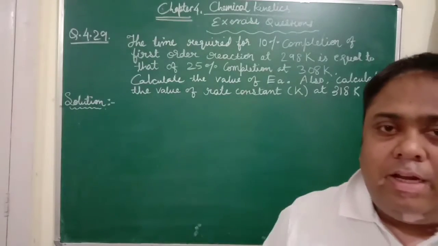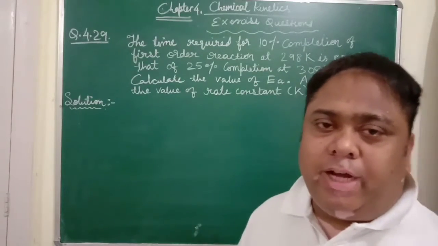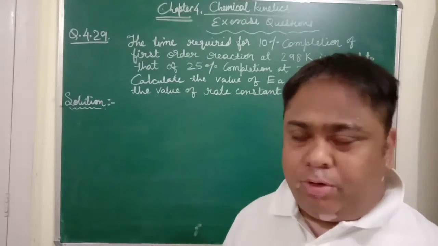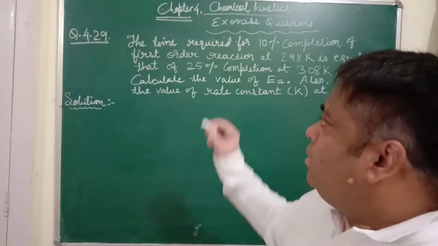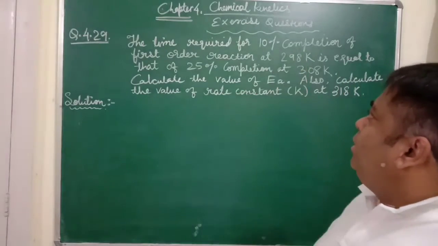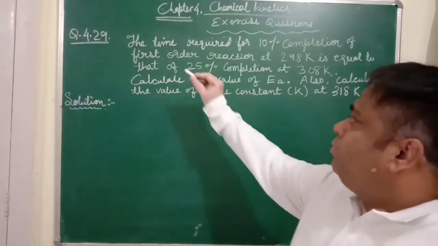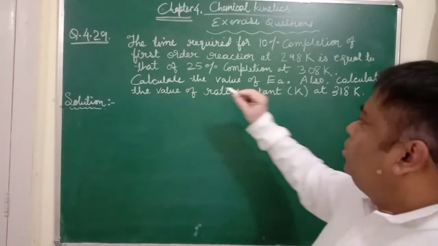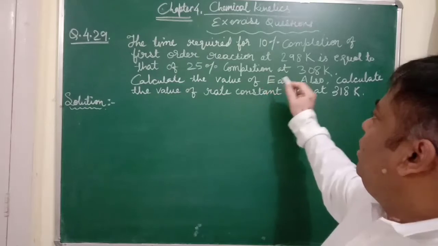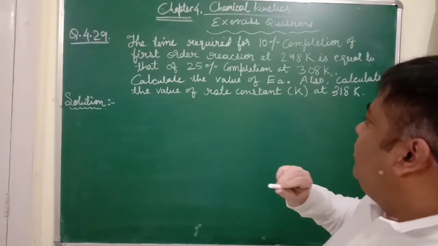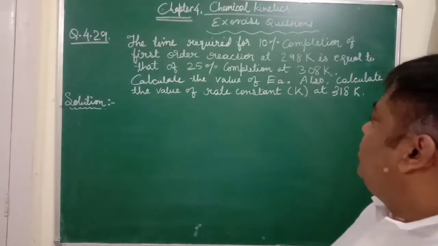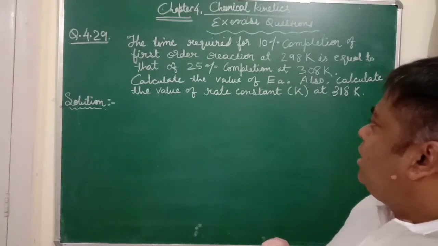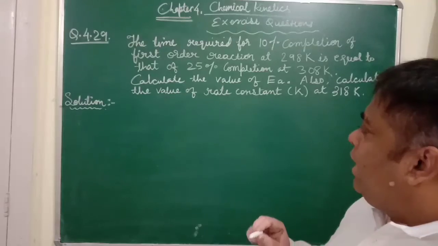Good morning, students. Now let us see question number 4.29 of NCERT Chapter 4 Chemical Kinetics of Class 12th NCERT book. The question says the time required for 10% completion of a first order reaction at 298 Kelvin is equal to that of 25% completion at 308 Kelvin. We have to find out the activation energy of the reaction. Two equations are given and both are equal at a particular condition.